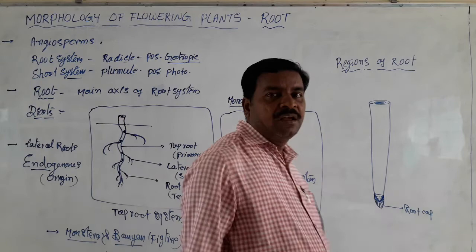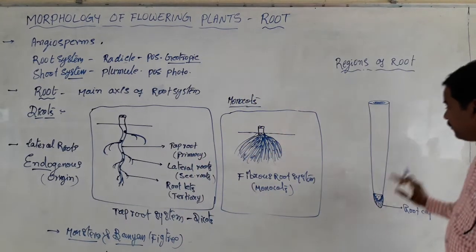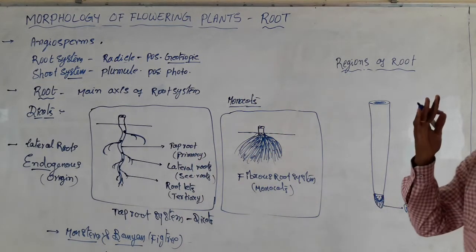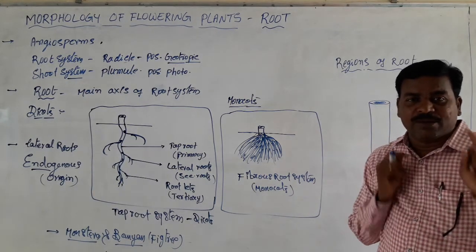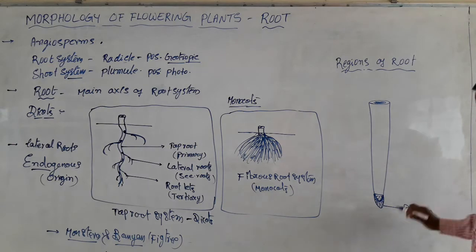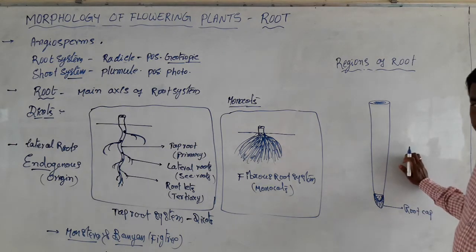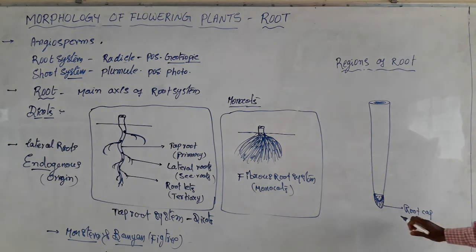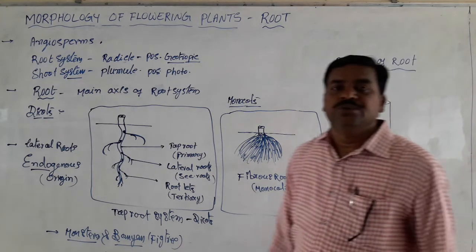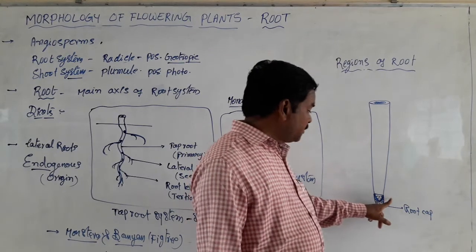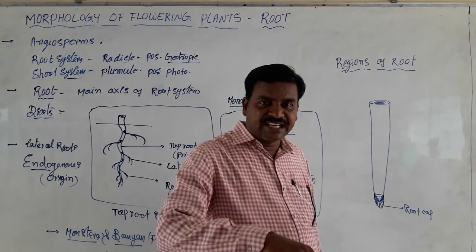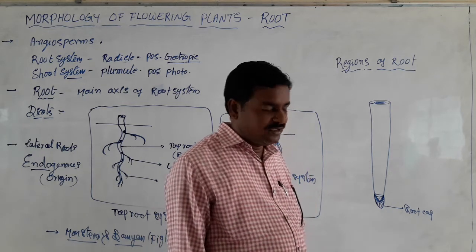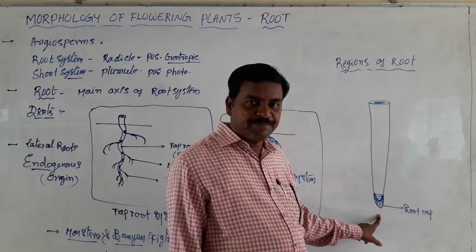The actively growing tip of a primary root consists of a thimble-like protecting sheath. Such a sheath of the root is called the root cap. This root cap protects the meristematic cells present at the tip of the root system while growing inside the soil particles. It is protection in function.